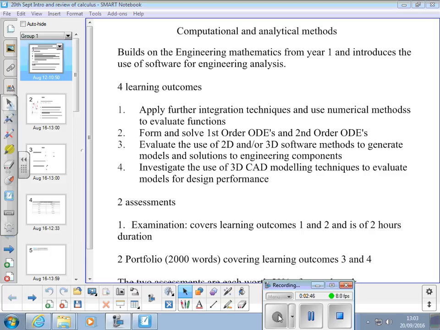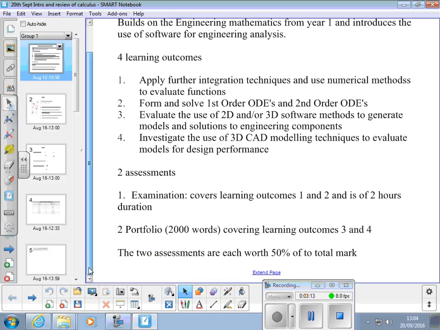And then the second part of the assessment is the portfolio of roughly 2,000 words covering learning outcomes 3 and 4. You'll have a look at a couple of, 2 or 3, I think, significant mathematical models of some data and some work with SolidWorks for that portfolio. And you'll hand that in around Christmas time, just after Christmas. Okay? So that's what we're going to do over the coming weeks.